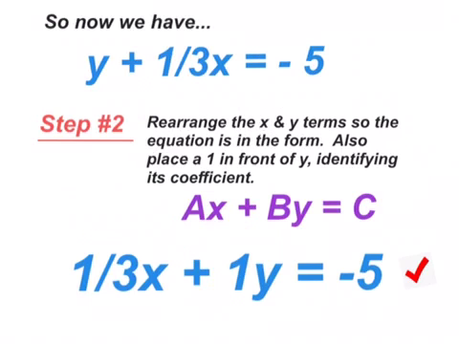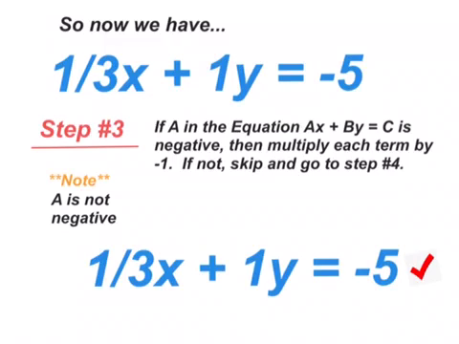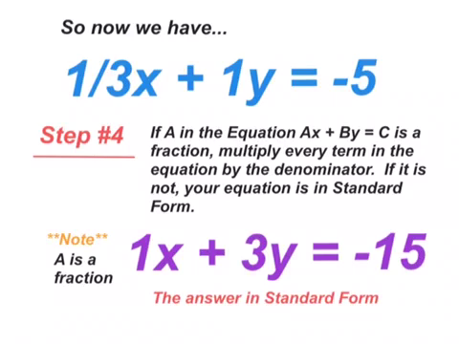Then I go to the second step. My second step is to rearrange the x and the y terms, flip-flop them around. So now I get 1/3 x in front plus 1y here. Remember to put a 1 in front of the y value. The third step really doesn't take effect here because the a value is not negative, so I don't have to multiply everything by negative 1. However, step number 4 needs to kick in because now a is a fraction, 1/3. That means I have to multiply all 3 terms by the denominator, which in this case is 3.